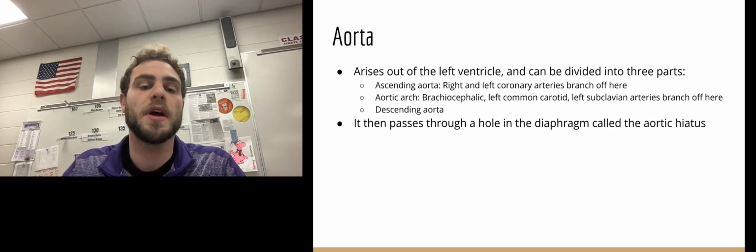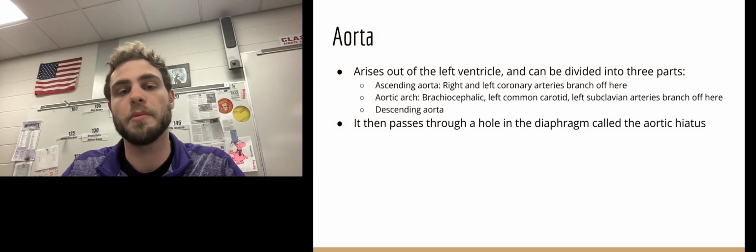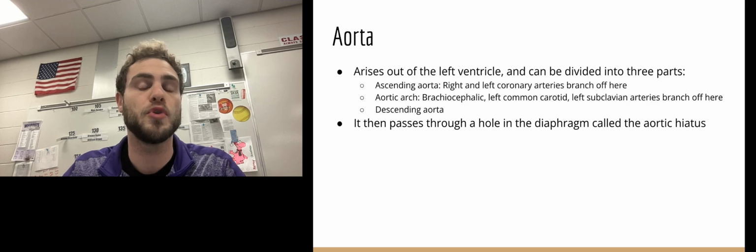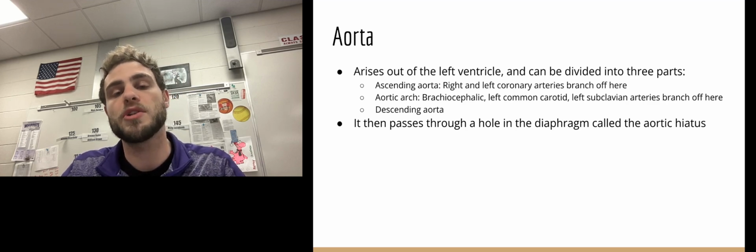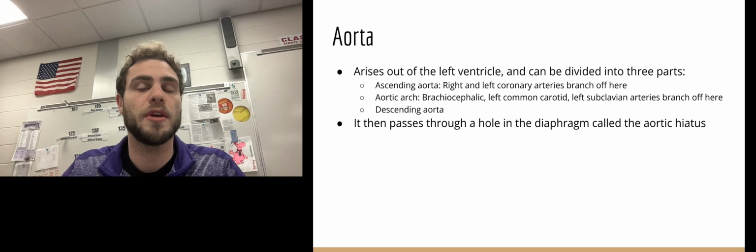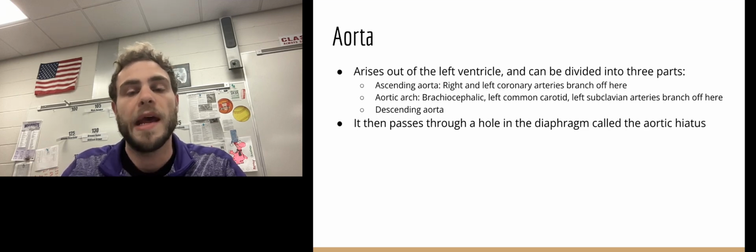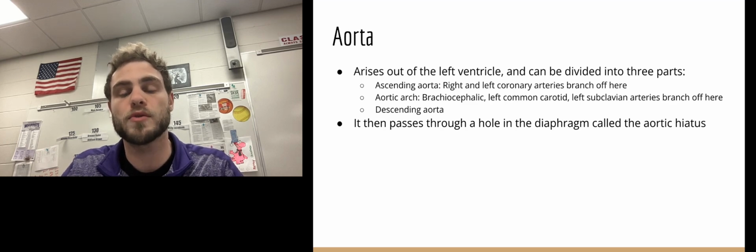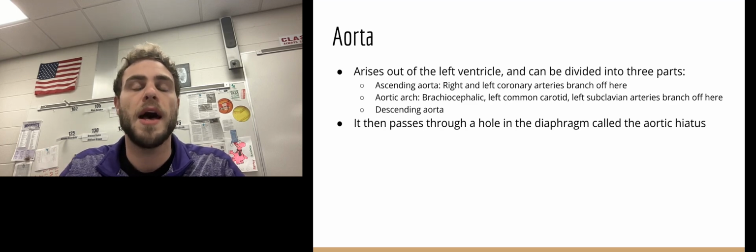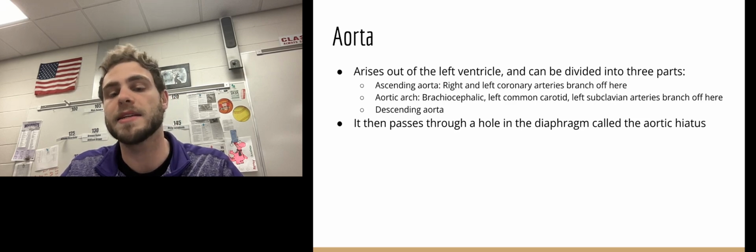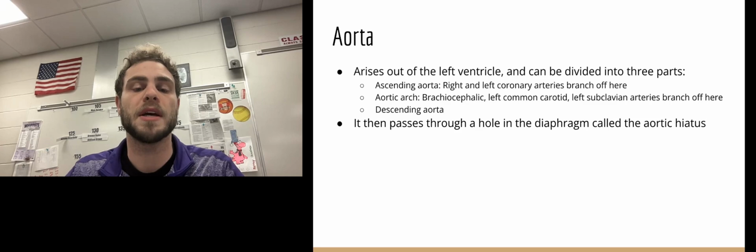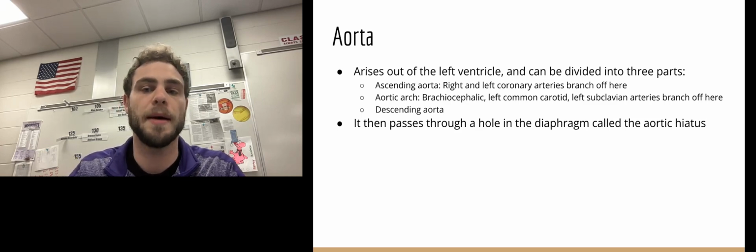The ascending aorta is going to have the right and left coronary arteries branch off. Remember, those are what are going to be supplying the heart with its own nutrient supply. The aortic arch has three major branches: the brachiocephalic, the left common carotid, and the left subclavian arteries. And then the descending aorta, as it goes through the diaphragm, because remember, it's got to get to those digestive organs, it's going to pass through a hole called the aortic hiatus in the diaphragm. Once it does that, it starts to be called the abdominal aorta.